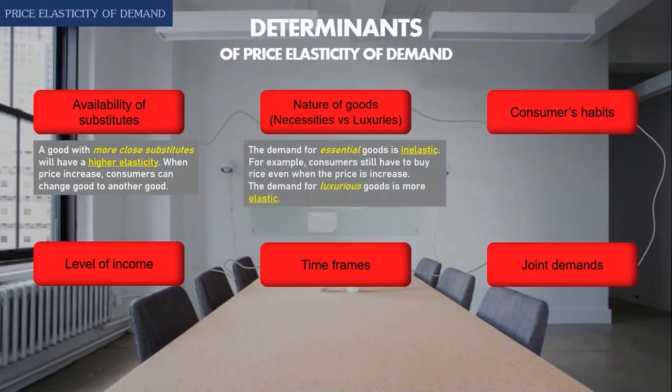Second, nature of goods. The demand for essential goods is inelastic. For example, consumers still have to buy rice even when the price is increased. Meanwhile, the demand for luxurious goods is more elastic. Even if the change in price is small, there is a large change in quantity demanded. It is because the consumer can choose to stop buying the luxurious goods if they want.